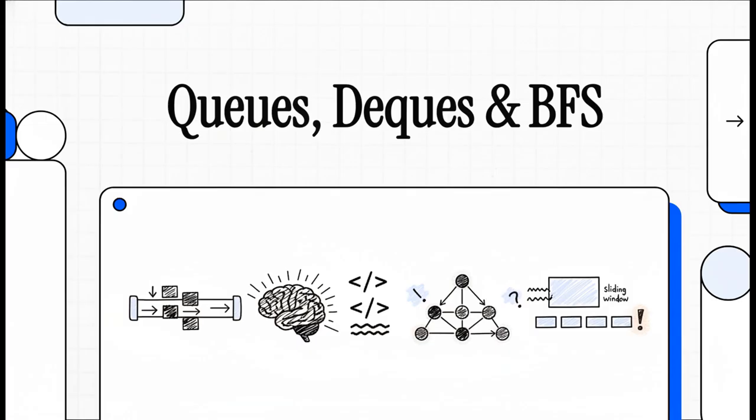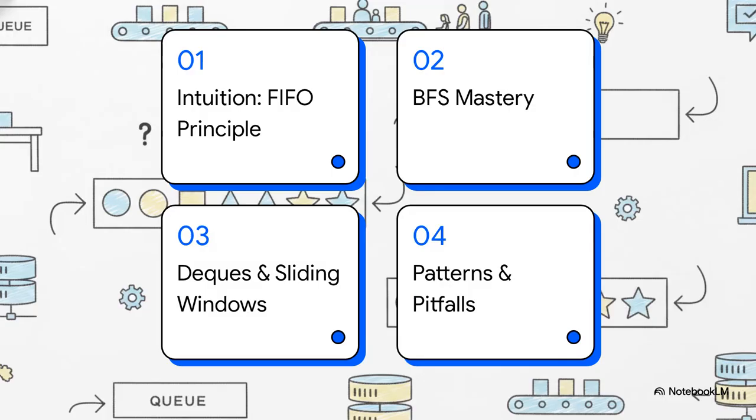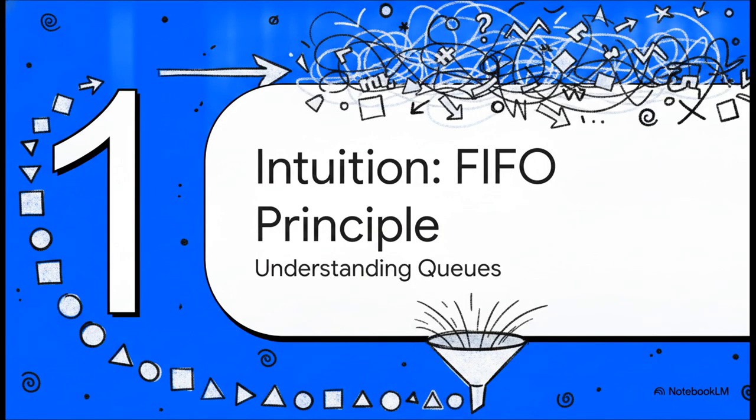So if you ever find yourself totally stuck, wondering exactly when you should use a breadth-first search or maybe a sliding window, well, you are absolutely in the right place. Real quick, here's our roadmap. We'll kick things off with the intuition behind the FIFO principle. Next, we'll master BFS layer by layer. Then we dive into the really fun stuff, Deques and sliding windows, before finally wrapping up with pattern recognition and some common pitfalls to avoid. Let's get to it. Starting with Section 1, Intuition and the FIFO Principle.